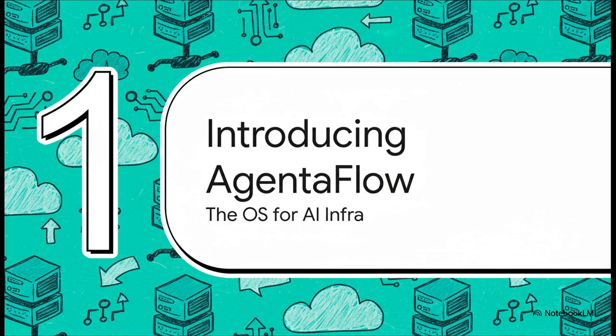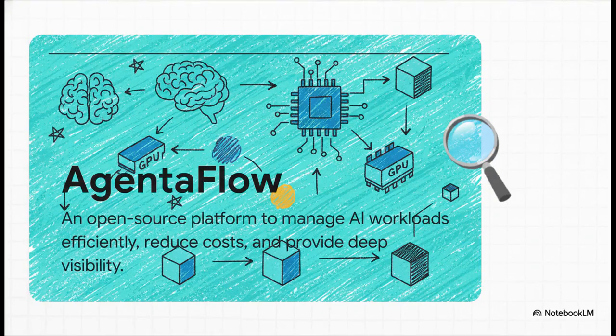Well, this is where AgentaFlow Community Edition comes into the picture. The best way to think about it is like a purpose-built operating system, designed specifically to bring some order to this chaotic new world of AI infrastructure. All right, so what is AgentaFlow exactly? Well, at its core, it's an open-source platform that orchestrates pretty much everything. It's designed to manage all your AI workloads, optimize how they run so you can actually save money, and this is super important, it gives you a really clear window into what's actually happening under the hood.